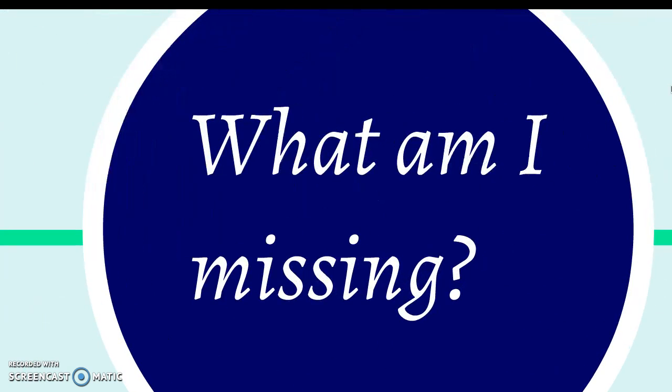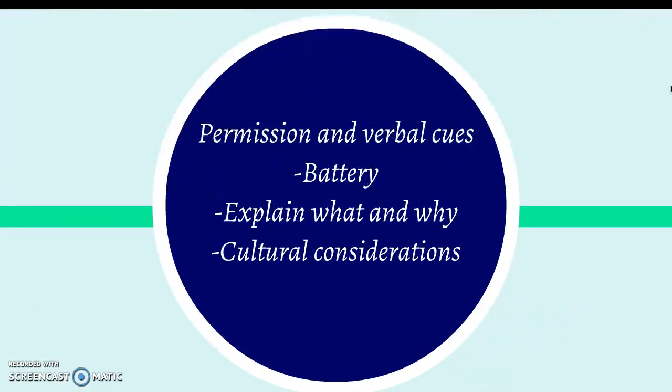All right, so what am I missing? I dove into a lot of literature this week and decided that I'm missing many steps, but I'm only going to talk about 5. And the first is permission and verbal cues. I realize that I don't exactly explain what I'm doing very well, and I also don't ask for permission.